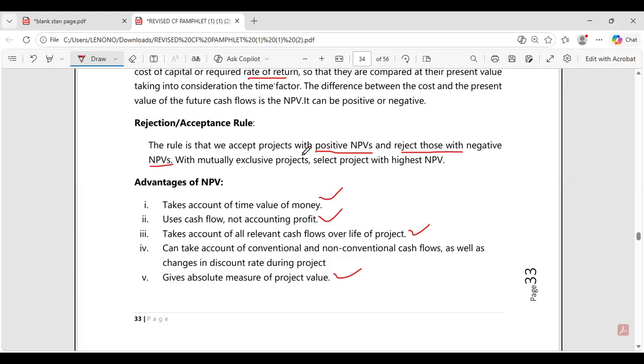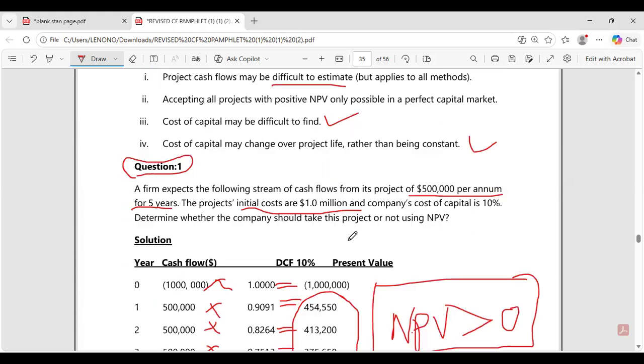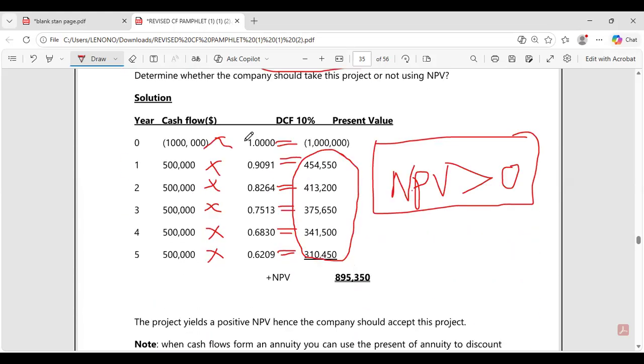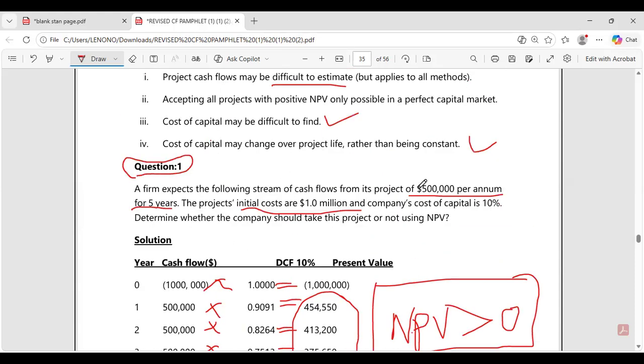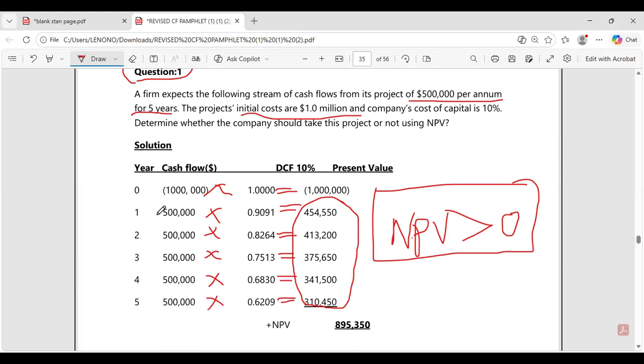Okay, no problem. Okay, I get it now. So now you know what we are doing here. These cash flows of 500,000 a year for 5 years: 500,000, 500,000, 500,000, 500,000, 500,000. Okay, so this is what we have.